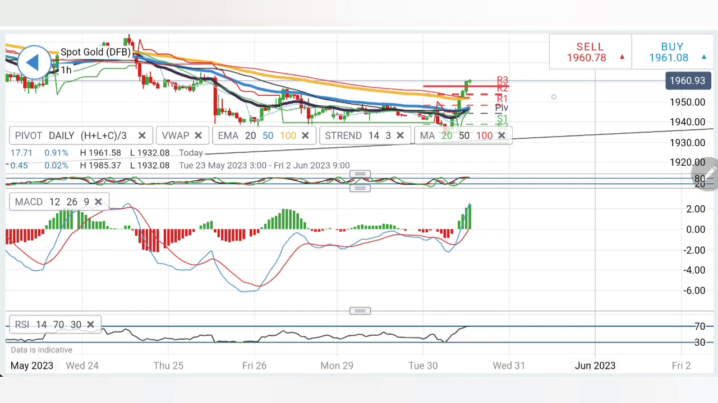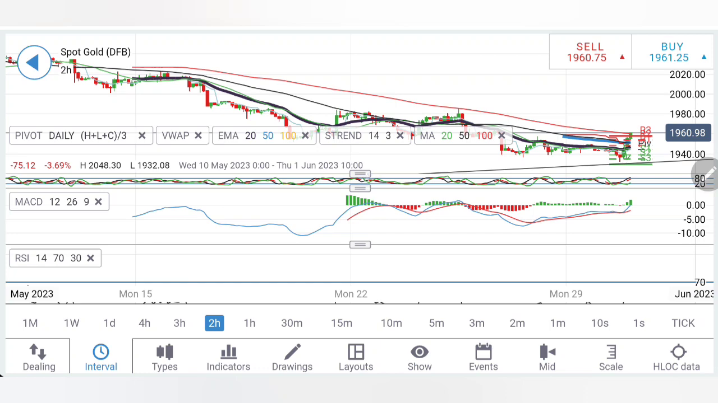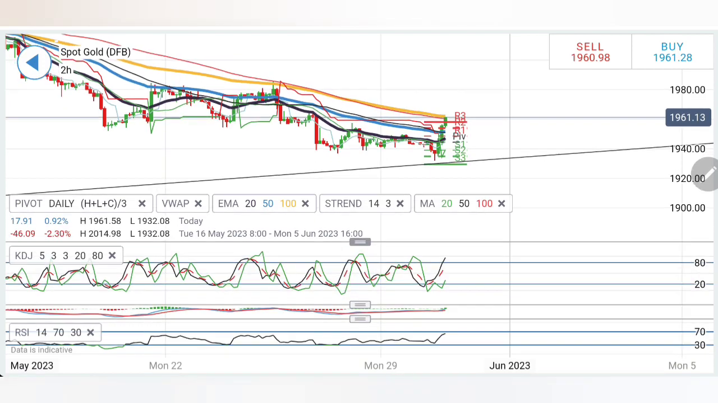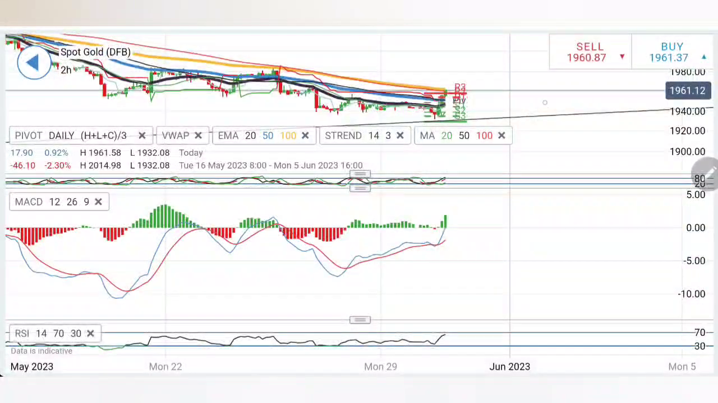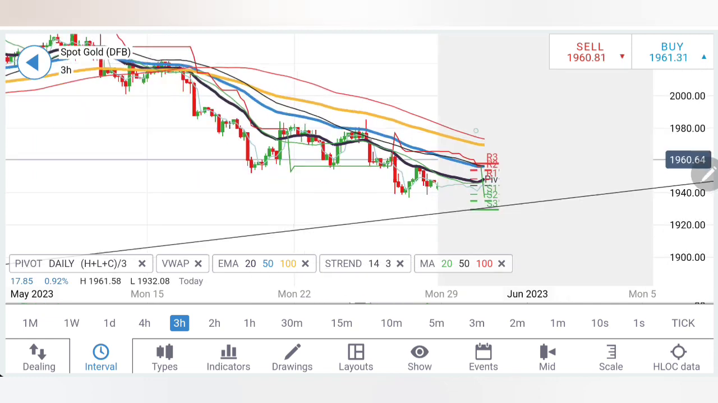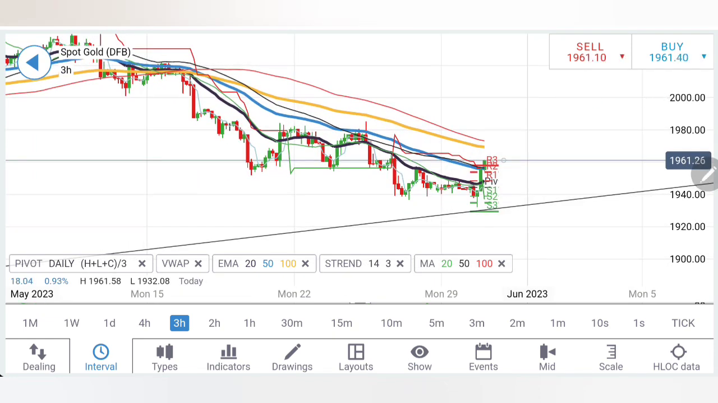Stochastic is back to overbought levels. MACD is extremely divergent and bullish. RSI is also looking upwards here. And on the 2-hour charts, the moving averages have also started to converge. Those are trading parallel, the prices diverged and then this convergence has happened. Remember, the bottom of the channel is lying right now at around 1930 levels. Stochastic is back to the overbought zone. The MACD is divergent and bullish, looking upwards. RSI is looking upwards. And on the 3-hour charts as well, this is the second bullish candle.